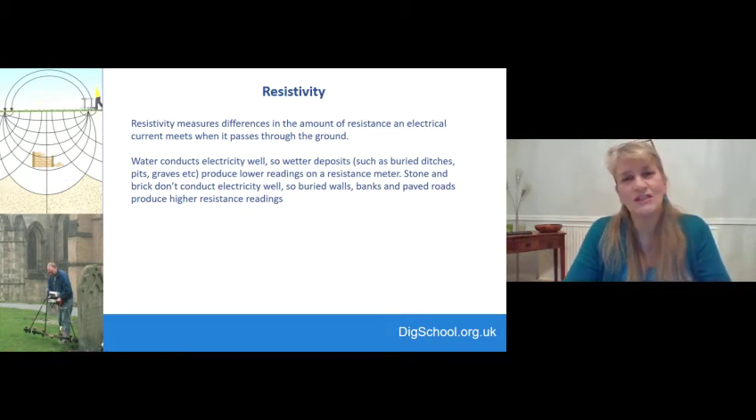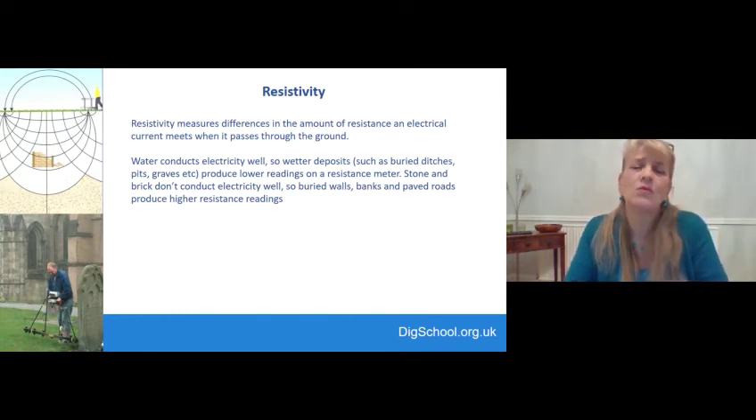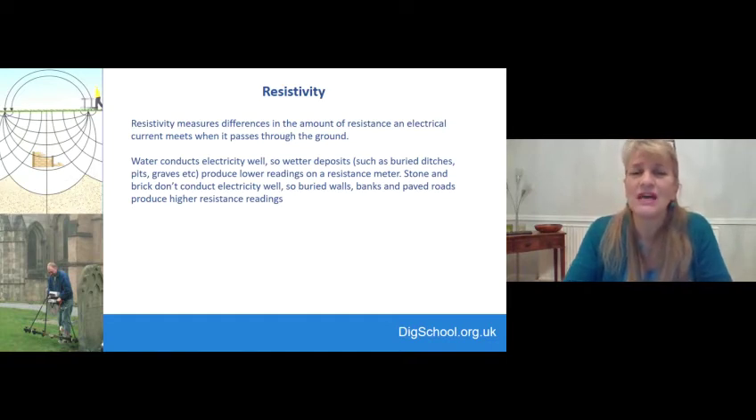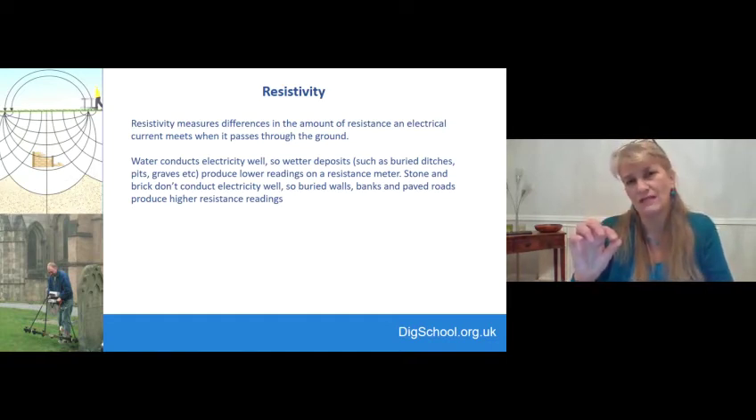Stone and brick don't conduct electricity very much at all, and they're drier as well, so there's no water to help conduct the electricity. So buried walls and banks and paved roads and whatever produce higher resistance readings.